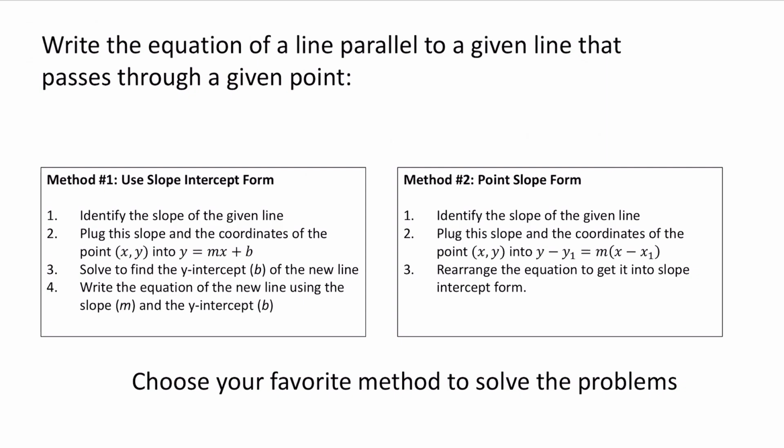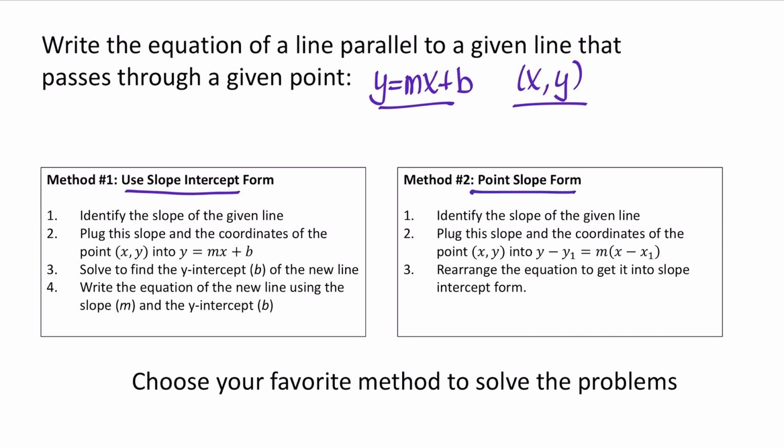Now we're going to work on writing the equation of a line parallel to a given line that passes through a given point. We're going to be given the equation of a line, usually in y = mx + b form, and then it'll give us a point (x, y). We're going to write a line parallel to this line that passes through this point. Once again, we have two ways we can do this. You can pick your favorite method. You can use slope-intercept form, or you can use point-slope form.